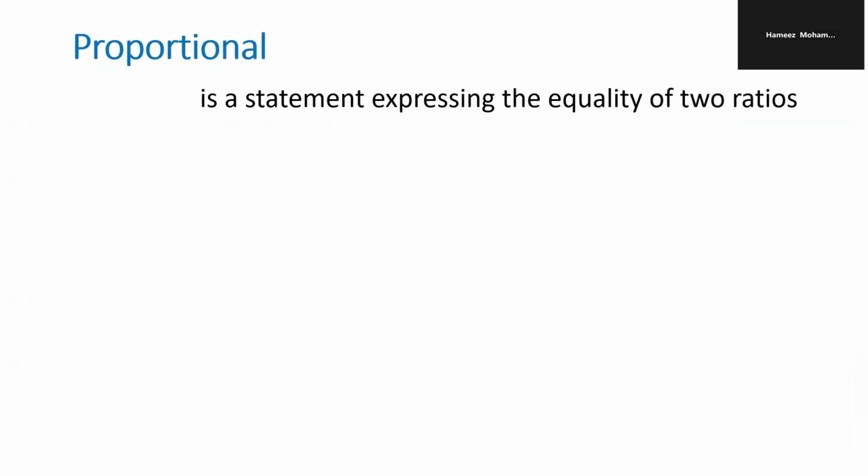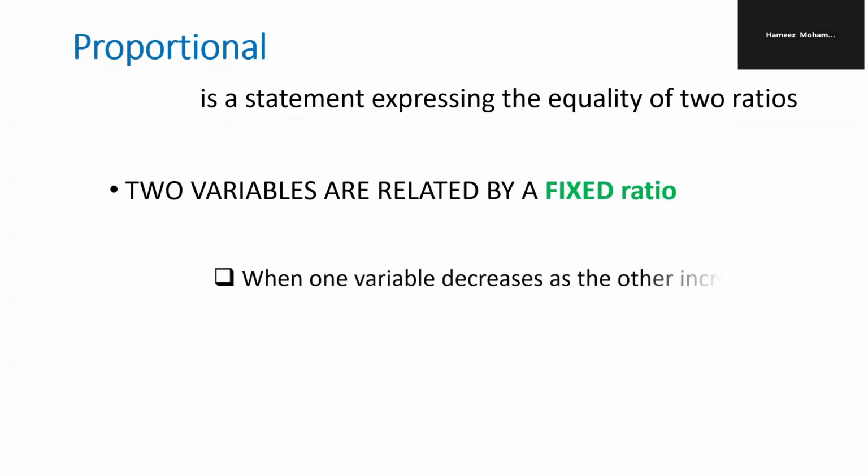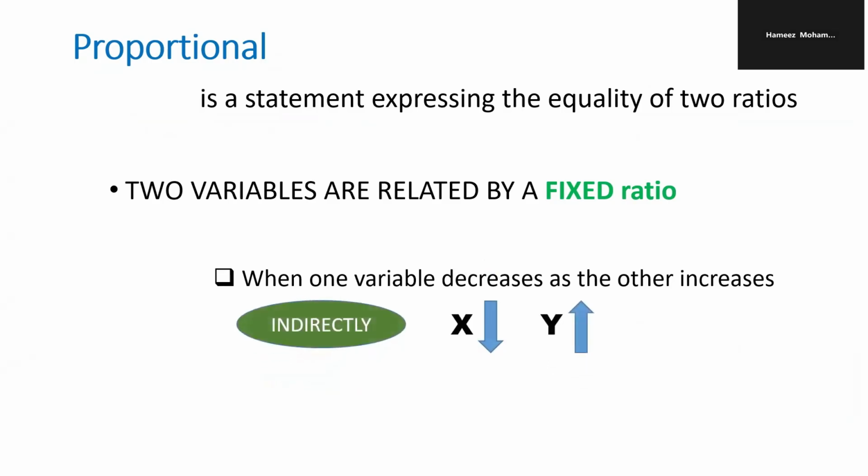So what happens between direct and indirect? Well, let's look at the definition. Proportional is a statement expressing the equality of two ratios, as we said before. Two variables are related by a fixed ratio. We've also said that we have that constant multiplying by it. However, when one variable decreases as the other increases, so one is getting bigger, the other is getting smaller, then that is known to be indirectly proportional.